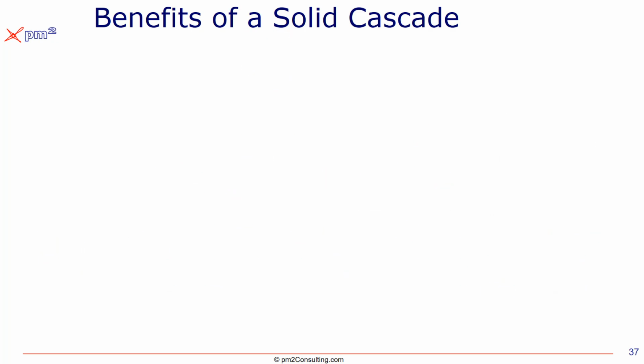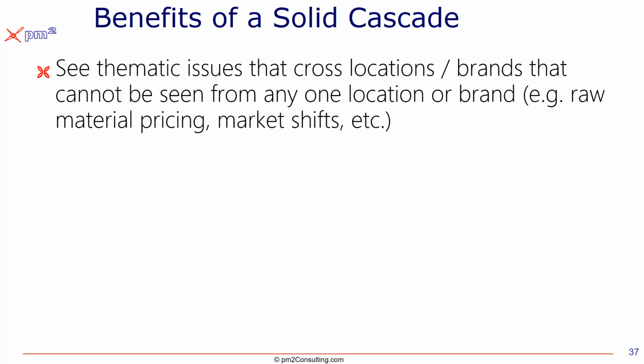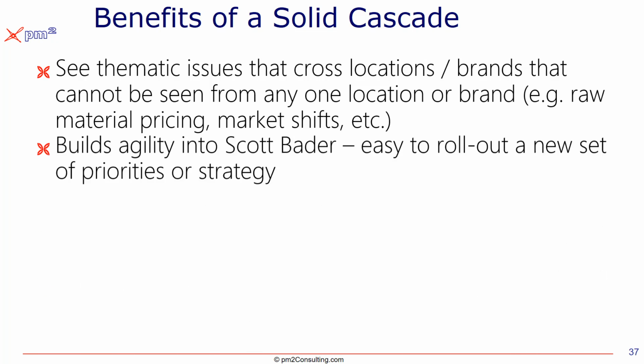So what are the overall benefits? Well, there are several key ones. One is it allows you, the leadership team, to see thematic issues across locations or across products that you cannot see from any one location or product. So things like raw material pricing across the globe, market shifts, etc. And that cross-location wisdom is what corporate is supposed to be bringing to these disparate individual locations.